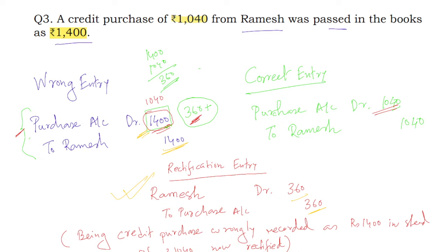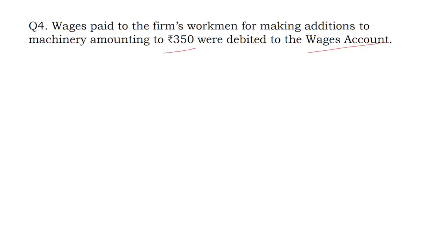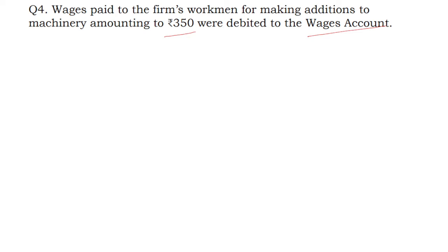So, moving to the next question. The next question is like this: wages paid to firm's workmen for making additions to the machinery account. Here it is clearly said that it is for making additions. We have already discussed that any kind of addition to a fixed asset is considered part of the fixed asset, not an expense.